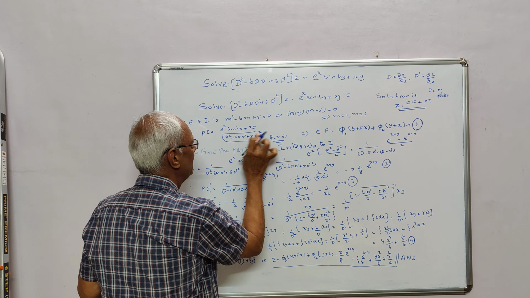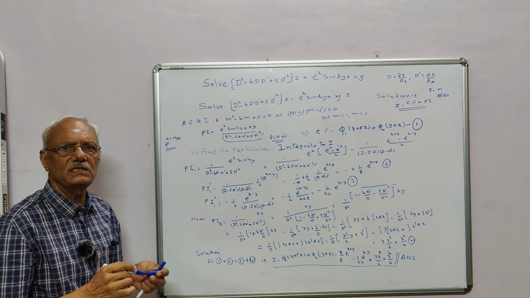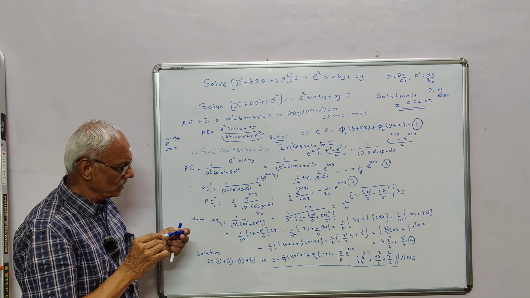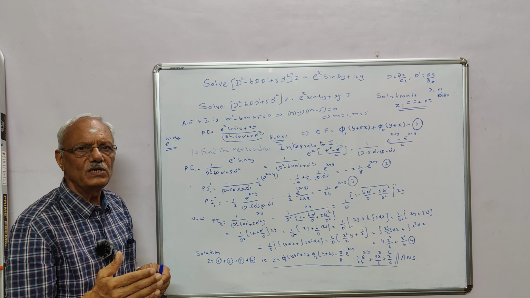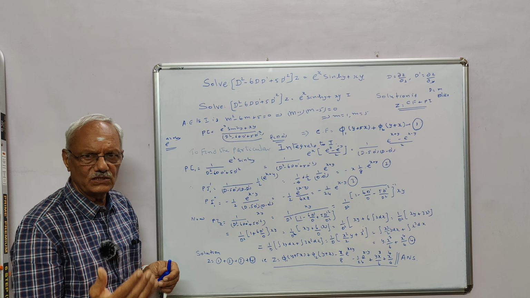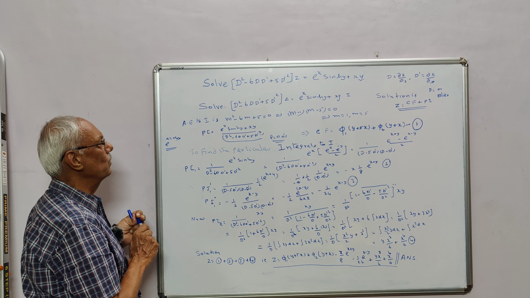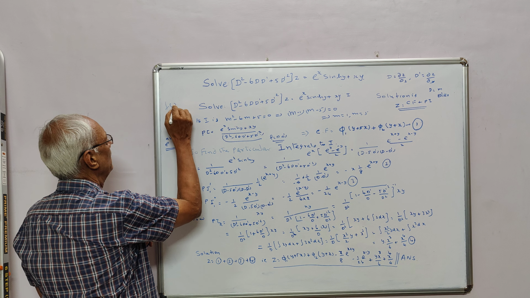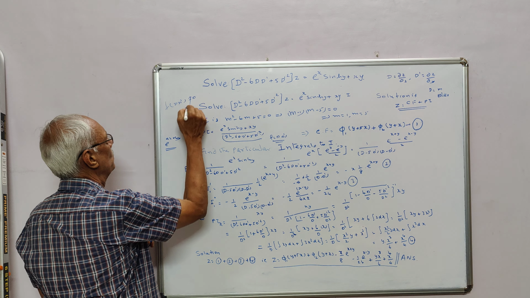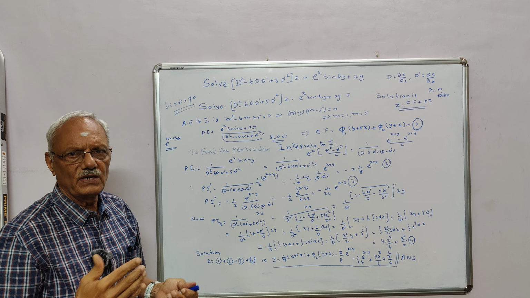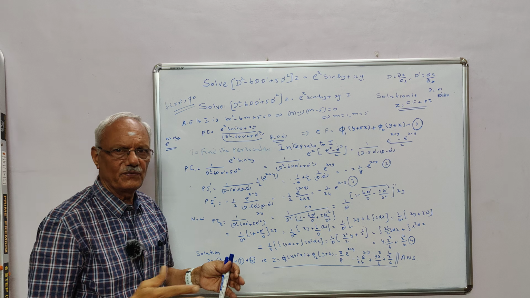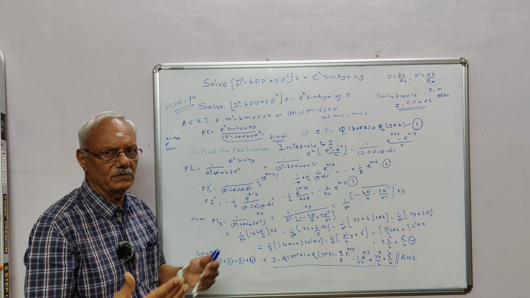This is nothing but an expression consisting of d and d dash. So this f of d, d dash should not become 0 when you put d is equal to a and d dash is equal to b. That is, f of d, d dash must not be equal to 0. If it is equal to 0, we have to apply a different method to get the answer.